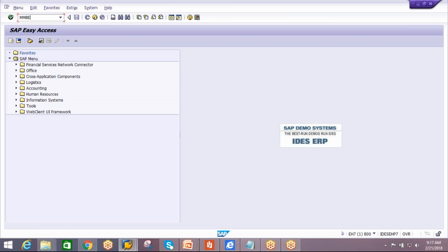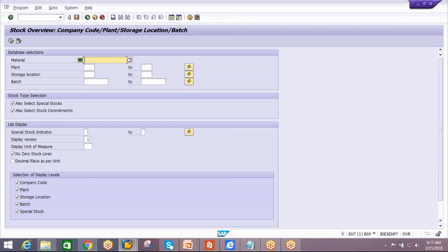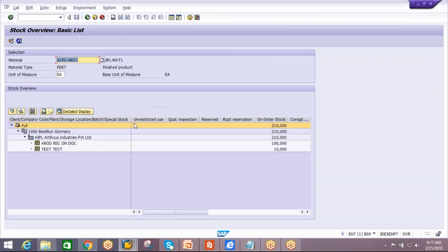Just go to MMBE stock overview here. If we see here: unrestricted, quality, reserved, receipt reservation, on order, consignment order, stock transport, storage location transfer, GR blocked stock, scheduled for delivery, returns, blocked, issuing via some SIT, receiving value SIT. These are the stocks in ECC.